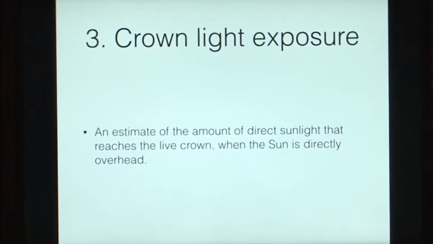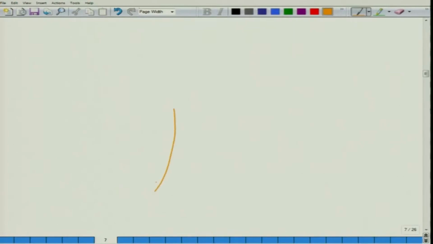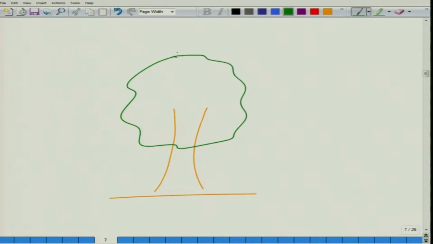The next thing is crown light exposure. Crown light exposure is an estimate of the amount of direct sunlight that reaches the live crown when the sun is directly overhead. So, what do we mean by this? Let us consider a tree. When the sun is completely overhead, the amount of direct sunlight that reaches the live crown at that point is the crown light exposure. We measure it in units of 0 to 5. So, how do we measure it?